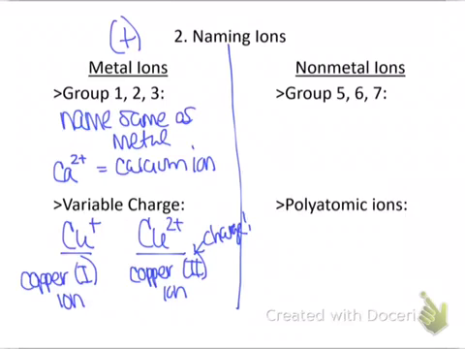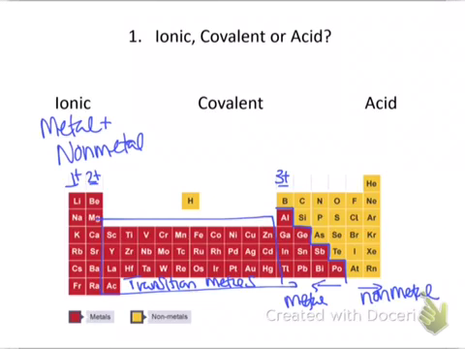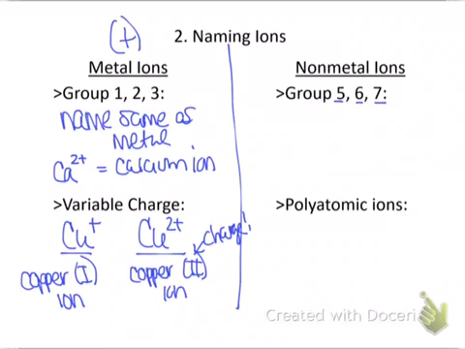Nonmetal ions also fall into two categories. The first category are ions that come directly off the periodic table. They come from group 5, 6, and 7 because these are the nonmetal portions of the periodic table. So in our periodic table, this is group 5, this is group 6, this is group 7. Group 8 doesn't form an ion because it already has a full octet. In order to achieve a full octet, group 7 elements will gain 1 electron, so have a -1 charge. Group 6 will have a -2 charge, and group 5 will have a -3 charge.